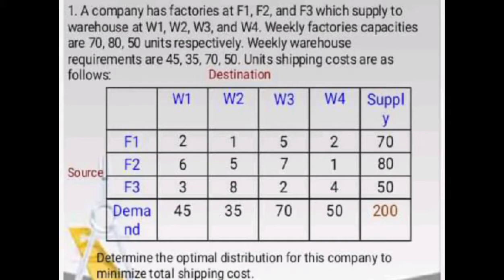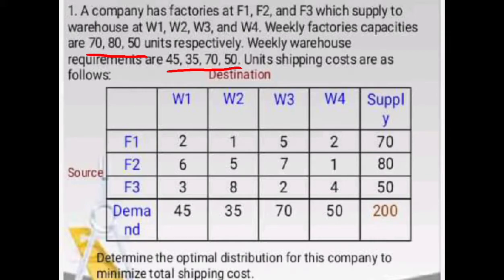A company has factories at F1, F2, and F3, which supply to warehouses at W1, W2, W3, and W4. Weekly, the factories' capacities are 70, 80, and 50 units respectively. Weekly, the warehouse requirements are 45, 35, 70, and 50. Unit shipping costs are as follows. So we have here the following costs.